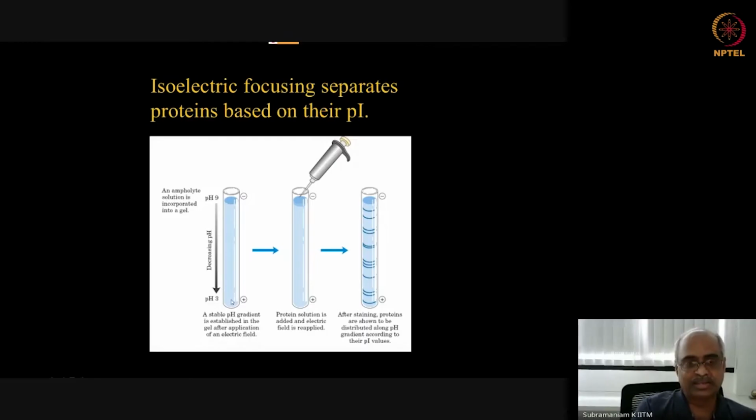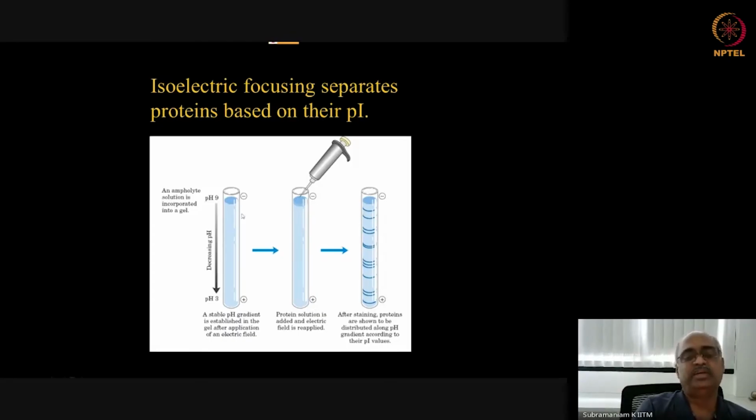So here the polyacrylamide is mixed with a group of molecules called ampholytes. So these have different kinds of charged moieties on them, such that when they are distributed, they generate a pH gradient. Okay. So, for example, in this particular cartoon, we have a gradient of pH 9 to pH 3. Now, when you apply proteins, they migrate. They can migrate in both directions, because it depends on the net charge on the protein. You have not saturated it with a molecule like SDS, so then only the native charge is there.